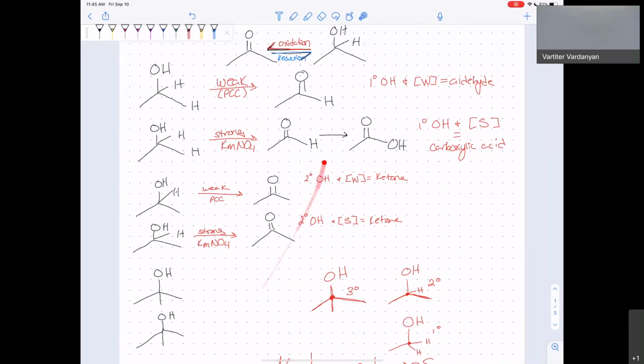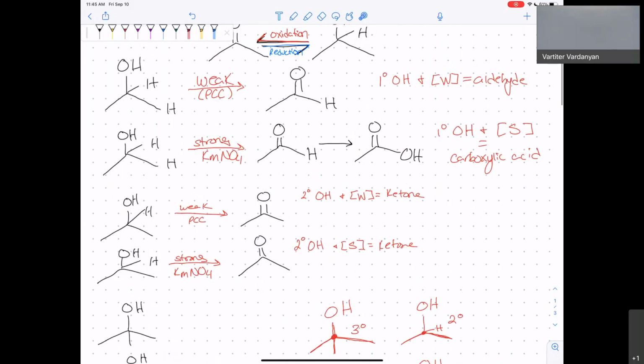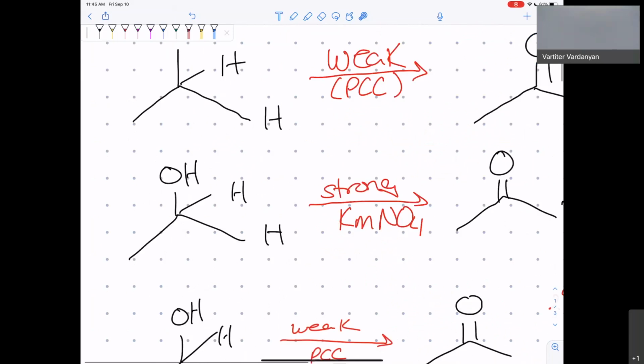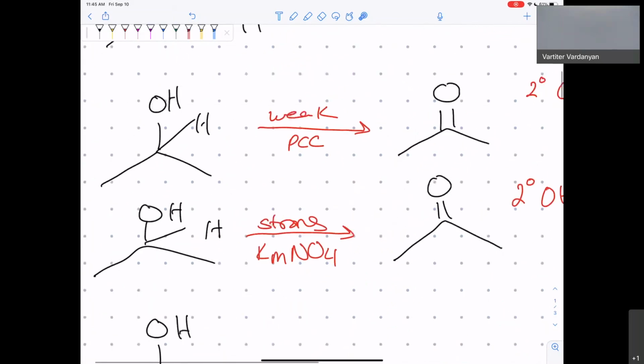So let me repeat what I was saying about this one more time. You can think of oxidation reactions as stealing this bond and turning it into a bond to oxygen. So here you have 2 hydrogens, but you have a weak reagent. You can only steal one of those bonds. Here you have a strong reagent, so you're going to steal both of these bonds and turn them into bonds to oxygen. This one becomes a double bond, this one becomes an OH. For the secondary, you only have one hydrogen, so you can only make a ketone, no matter what reagent you use.